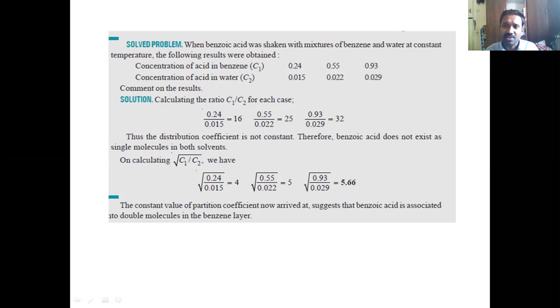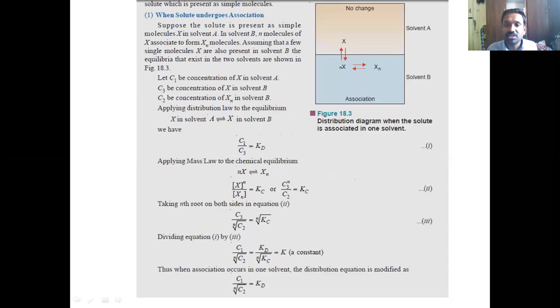What is the summary of this whole story? When you measure concentrations at different concentrations and find out K, if C1 by C2 directly gives a constant for the entire series, then straightforward you can tell there is no association or dissociation. If you don't get a constant, like in this case, then you should suspect association or dissociation. Then use the formula of association and see whether you can get a constant. If you get a constant, association has taken place. Or use the formula of dissociation and see whether you get a constant. If you do, then dissociation has taken place.